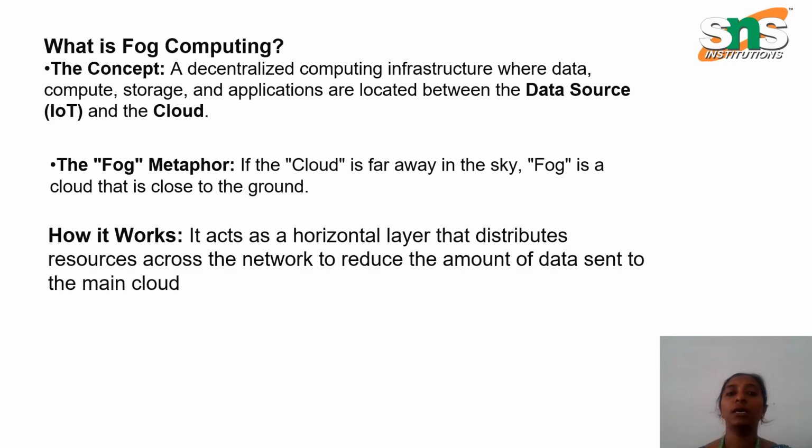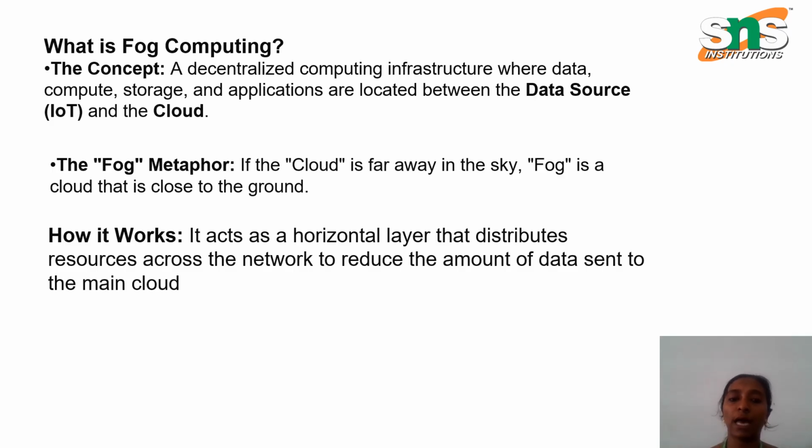What is fog computing? A centralized computing infrastructure where data, compute, storage and applications are located between the data source and the cloud. Centralized data is like a data warehouse, where we can store data and retrieve information. Likewise, compute, storage and applications are located between the data sources and the cloud. The fog metaphor: if the cloud is far away in the sky, fog is the cloud that is closer to the ground.